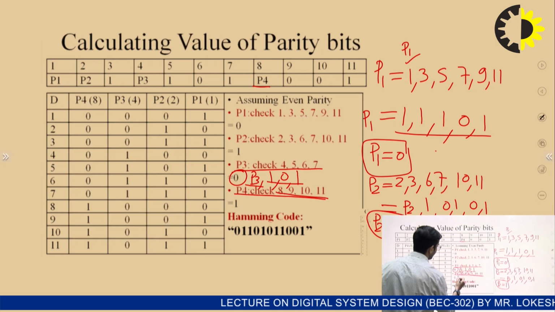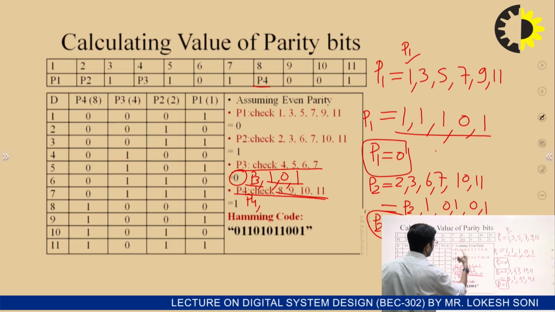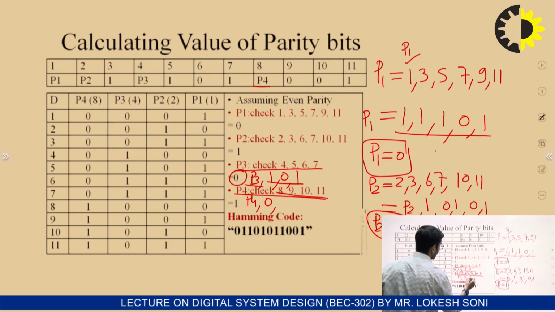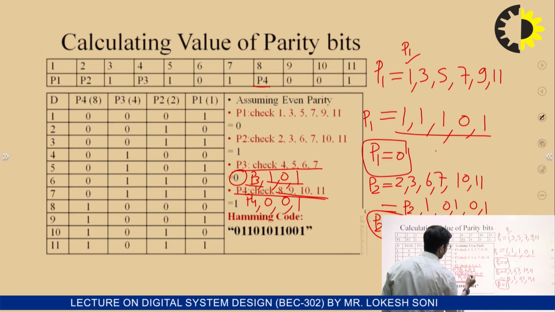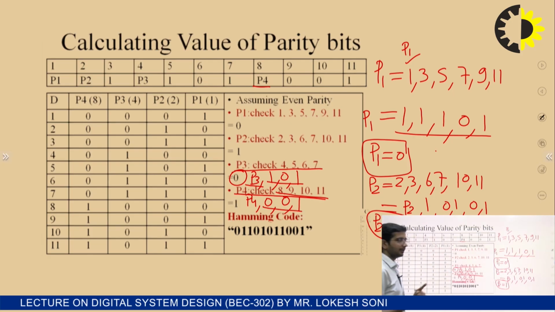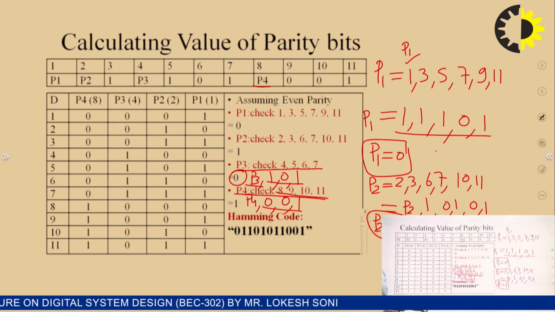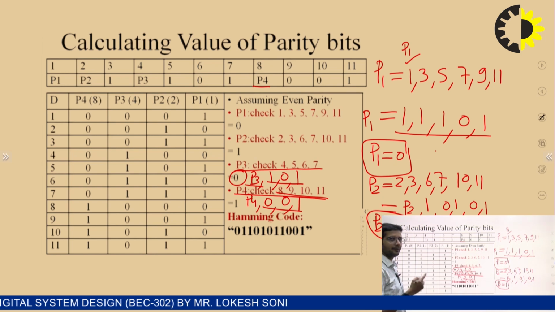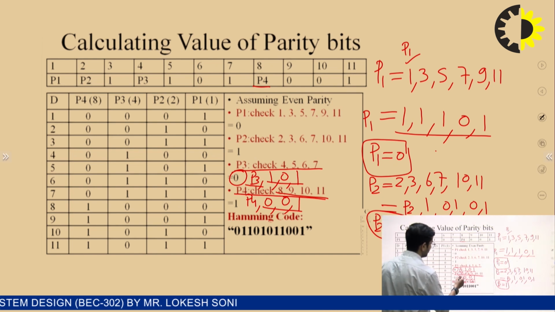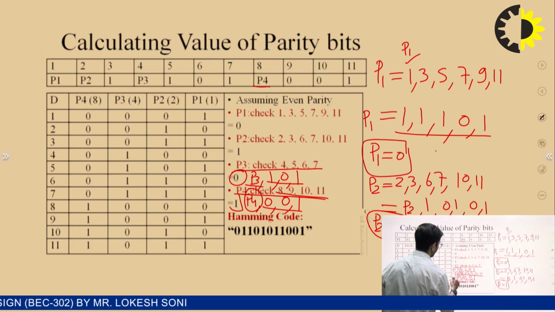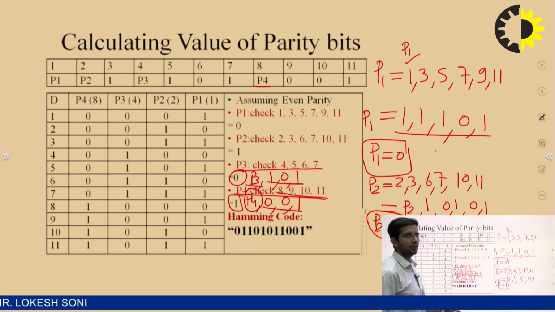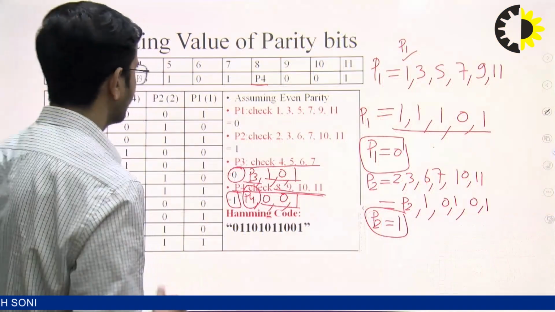So 8, 9, 10, 11. At 8 we have P4, at 9 we have 0, at 10 we have 0, at 11 we have 1. So there is only one 1 that appears. That means this is in an odd form. So to make it even, the P4 value should be 1. So that's why P4 should be 1 in this case. That's how we have to find out the value of the parity bits in a message signal.